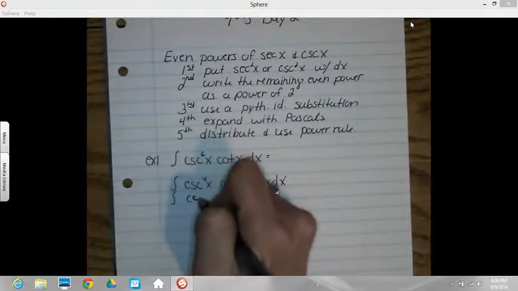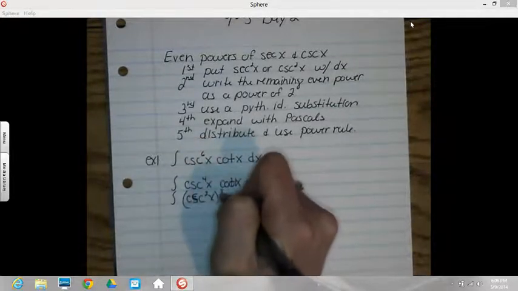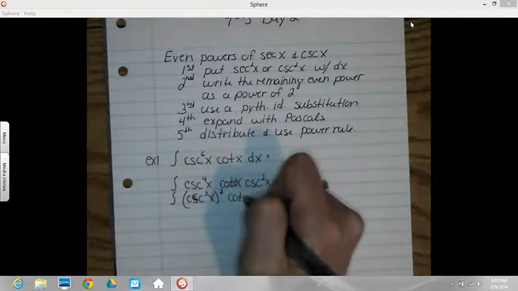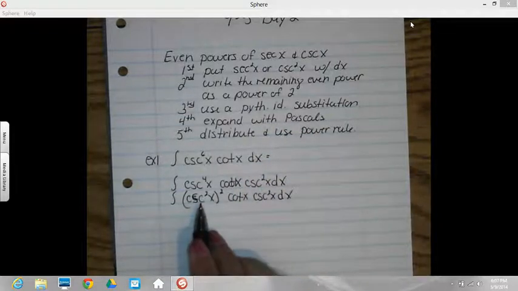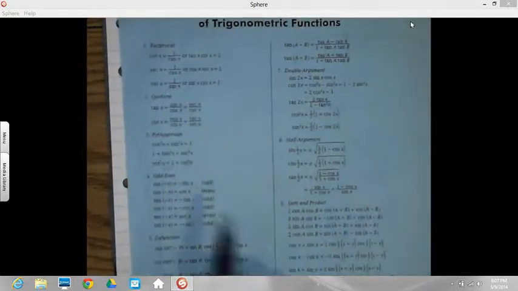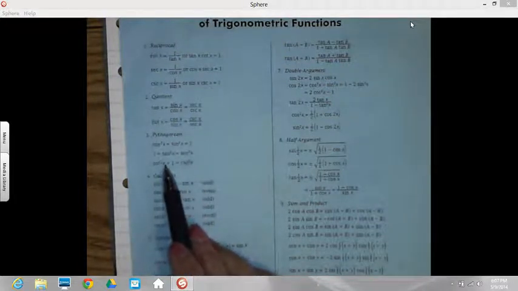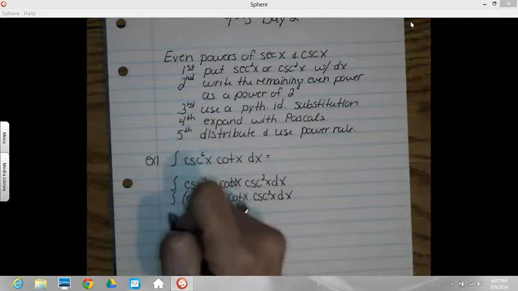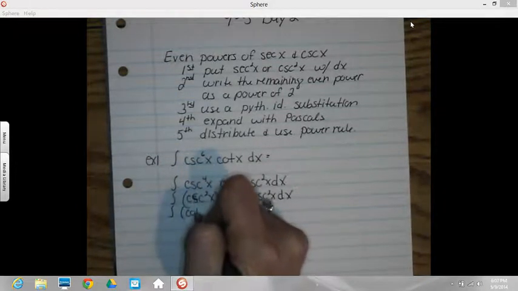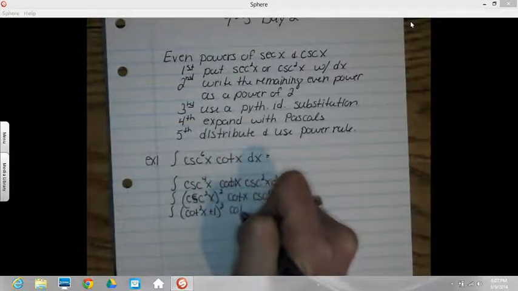So that's cosecant squared x, squared. Then I have my cotangent x, cosecant squared x. Pythagorean substitution with a cosecant squared. Let's see. Here's cosecant squared, so that equals cotangent squared plus 1. It's already solved for me. So cotangent squared x plus 1, squared. Still have this cotangent, cosecant squared.